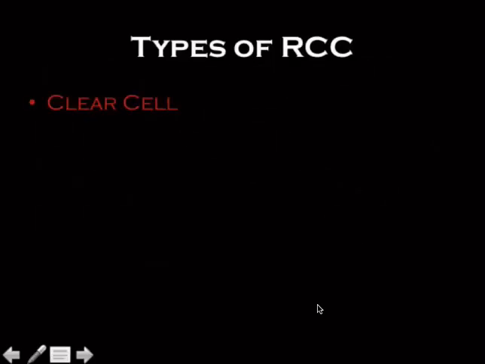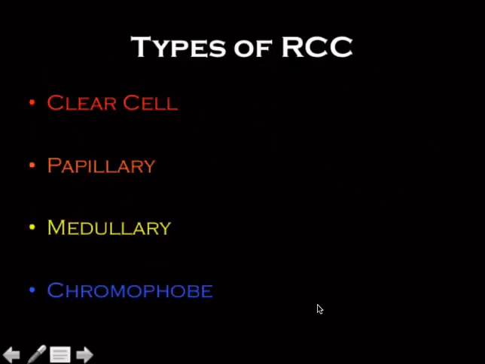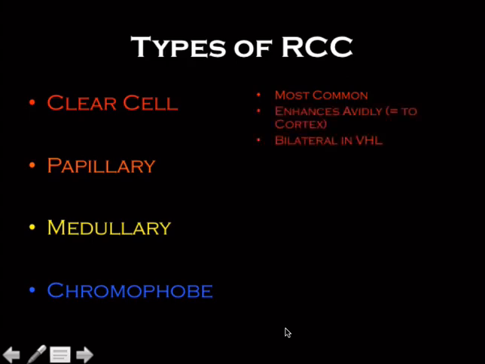Just a quick review. There are 4 basic types of renal cell carcinoma that most people talk about. And more important than knowing that there are 4 types is knowing the trivia associated with them. So clear cell is the most common. This is the one that avidly enhances. People will say it enhances equal to the cortex on corticomedullary phase. And it's the one that's associated with von Hippel-Lindau when you have bilateral renal cell carcinomas.